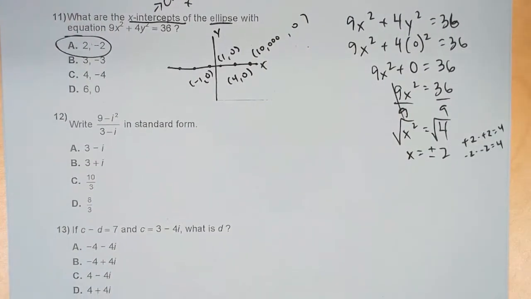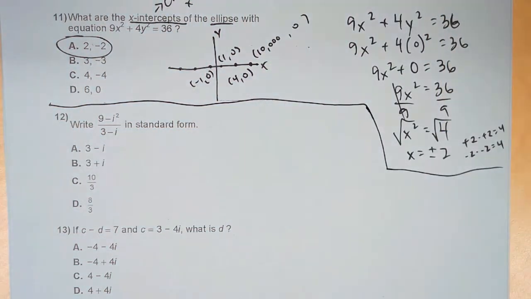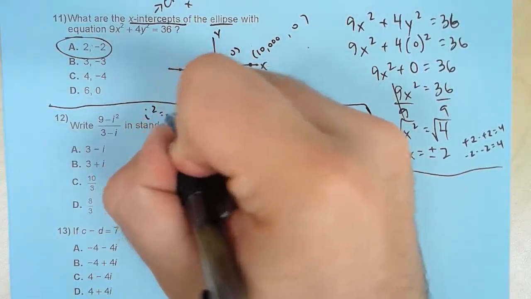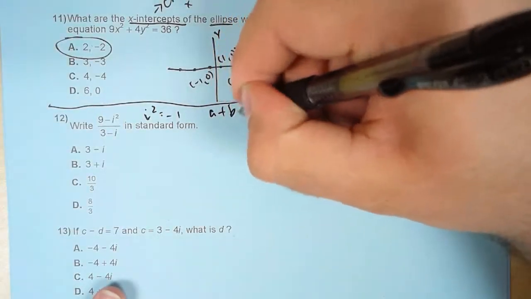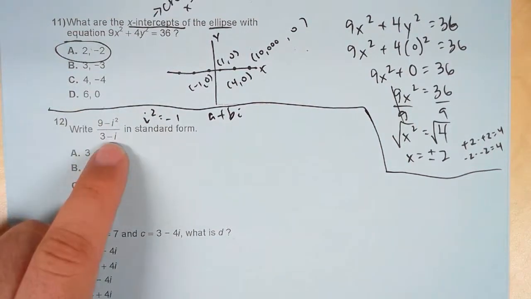Oh wait, number 2, or number 12, and this is, let's cut off all this stuff. Write 9 minus i squared divided by 3 minus i in standard form. So whenever we have i, there's a couple things we have to remember. Number 1, i squared equals negative 1. So anywhere we see i squared, we can replace it with negative 1. And part 2 is that standard form is a plus bi, or a minus bi, but basically, we've got to get rid of this denominator.